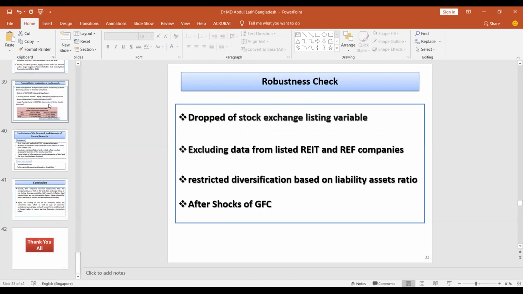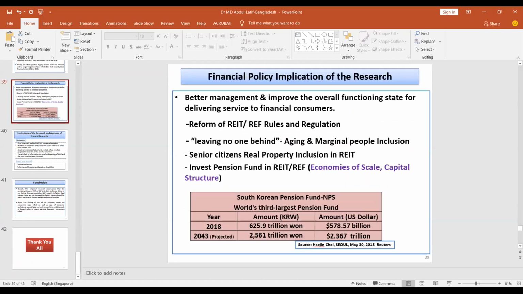And the financial policy implication of the research: through this research finding, we can better manage and improve the overall functioning of the state for delivering services to financial consumers. We can reform REIT and REIF rules and regulations. Some researchers said that through these findings, it can be said that there is a strict rule in Korea. So rules and regulations can be changed.